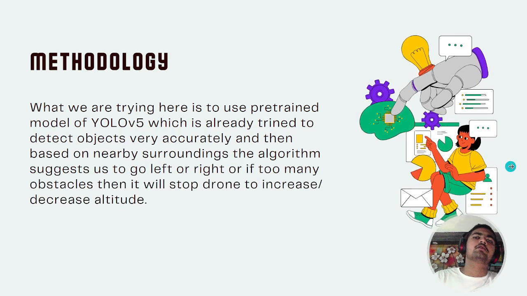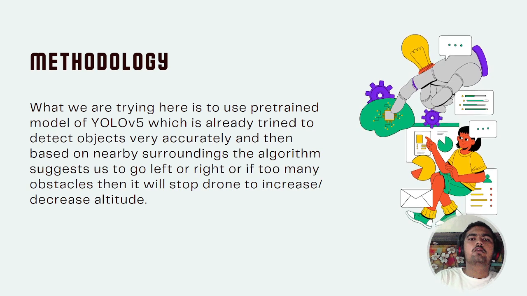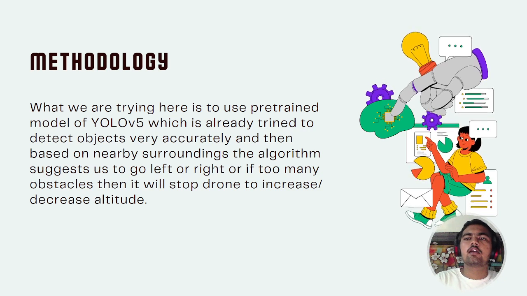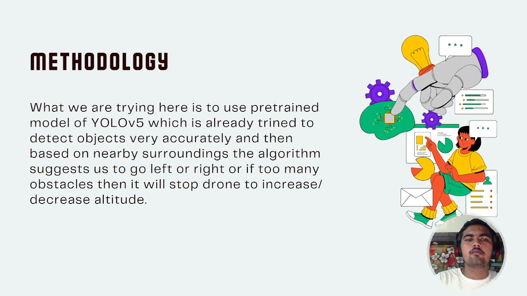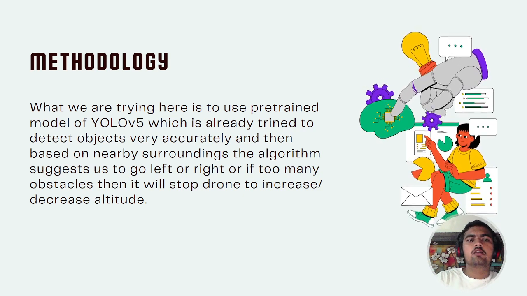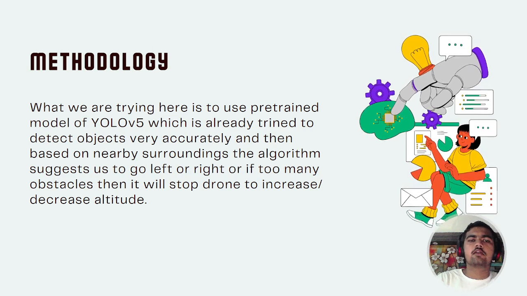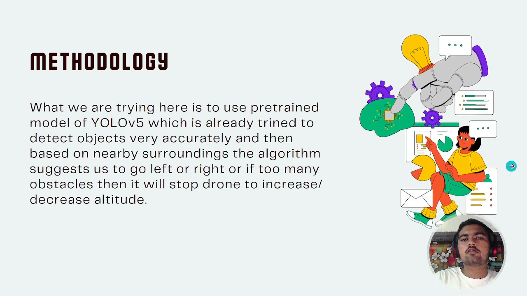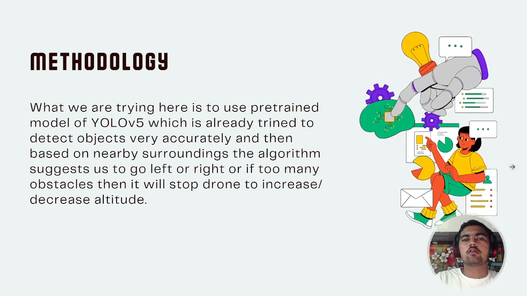Methodology. We are using a pre-trained model for object detection called YOLO, which is trained on many objects, more than 80 classes of objects. It can very accurately detect objects, and based on the nearby surroundings, the algorithm suggests us to go either left or right. If too many obstacles are there, then it will stop the drone, and it will either increase or decrease the altitude to make the objects go away.